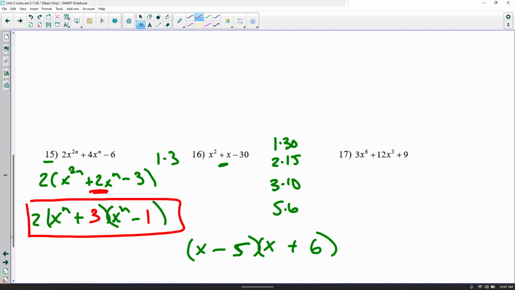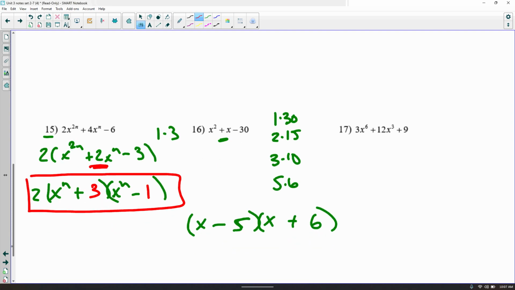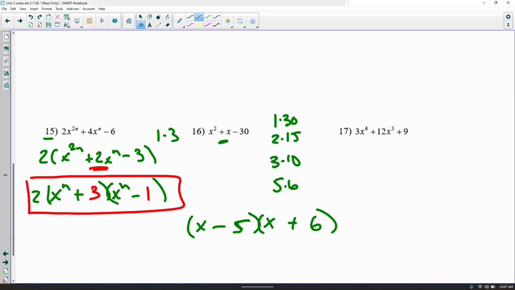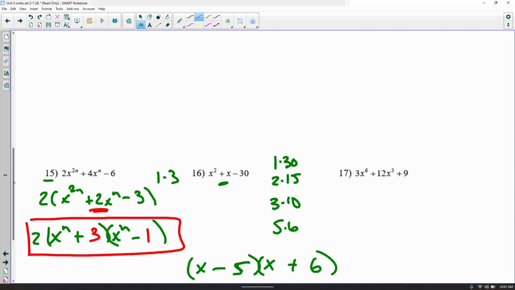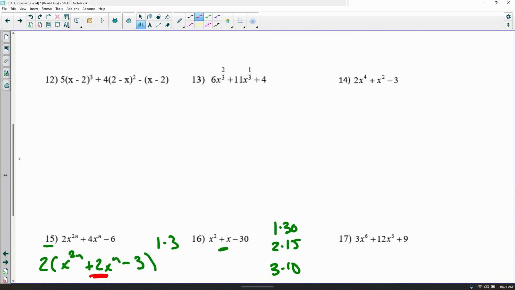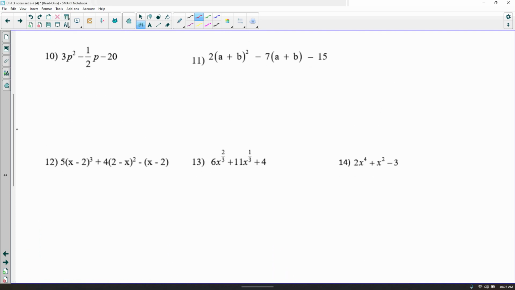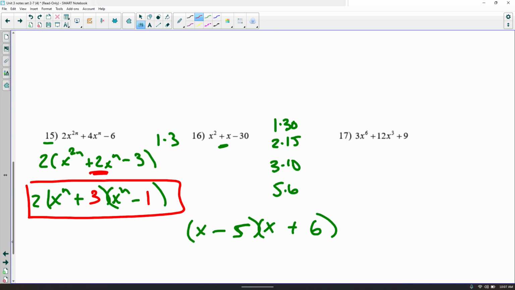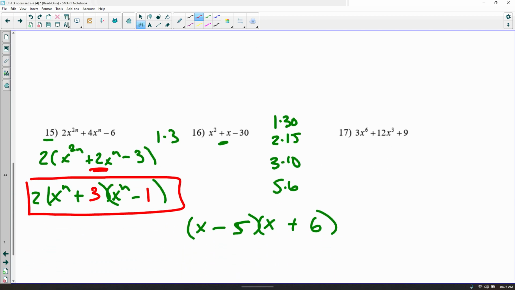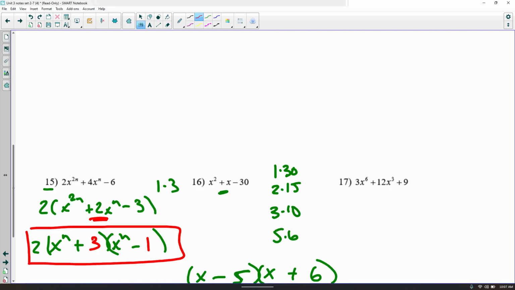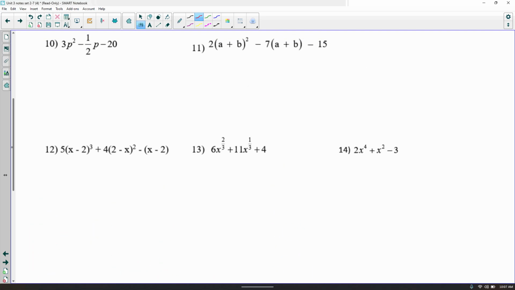Questions? All right, you ready for those that have the parentheses in it? Because those are the ones that most students have problems with. We did 15, 16, and 17 already. Yeah. So I'm looking at number 11 and number 12.